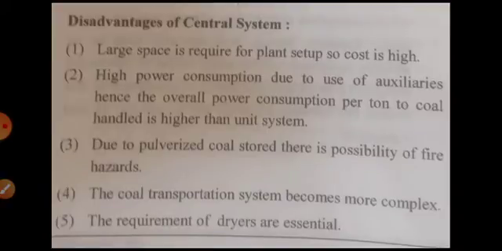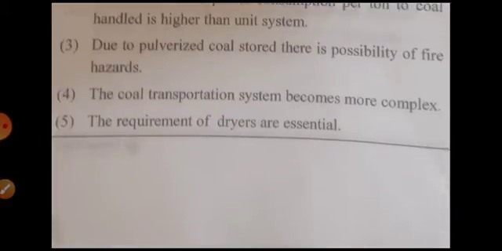Disadvantages of the system: large space is required for plant setup, so cost is high. High power consumption due to use of auxiliaries, hence overall power consumption per ton of coal handled is higher than the unit system. Due to pulverized coal being stored, there is a possibility of fire hazard. The coal transportation system becomes more complex and the requirement of a dryer is essential.